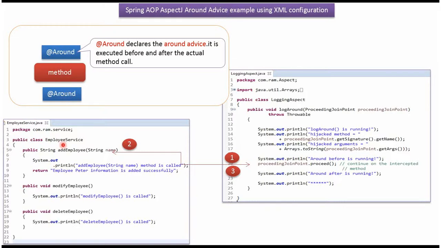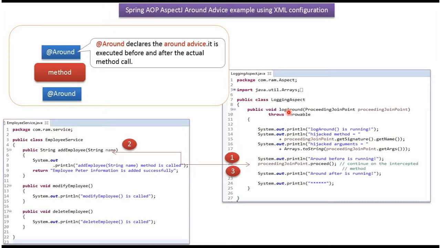Here I have defined the class EmployeeService. It has three methods: addEmployee, modifyEmployee, and deleteEmployee. Here I have defined the class LoggingAspect. It has a logAround method.